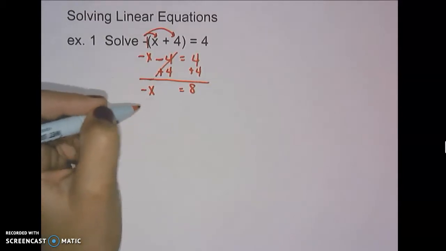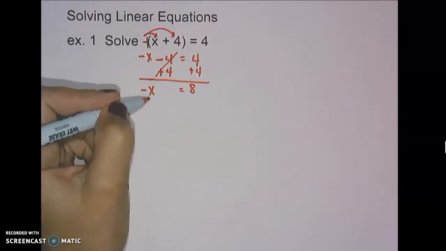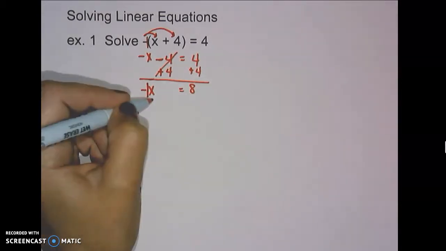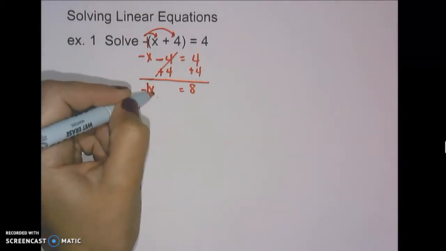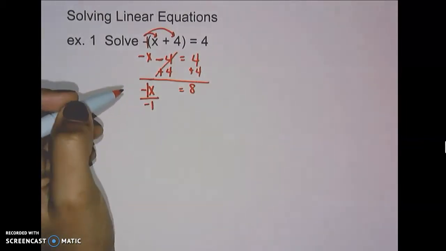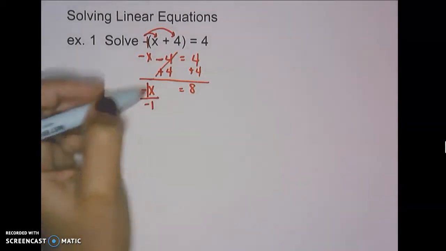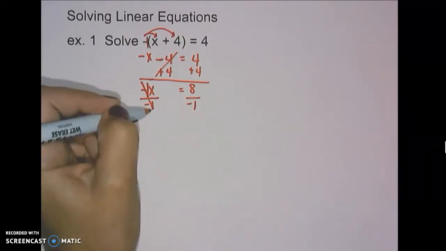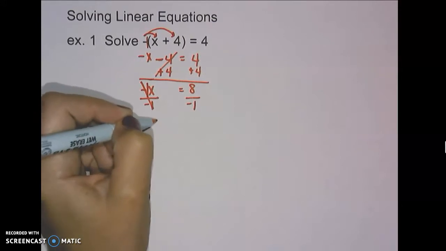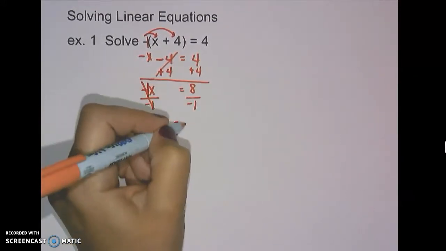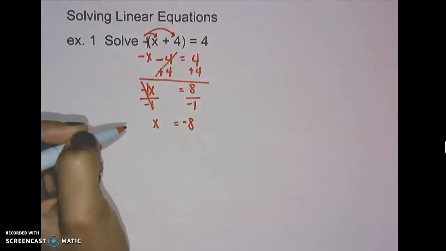Here, the x is not completely isolated yet. It's not by itself. Remember, it's got a coefficient of -1. -1 is being multiplied by x. So we're going to do the opposite operation, or the inverse operation, and divide by -1. -1 divided by -1, those go away. And we have x equals 8 divided by -1 is -8.